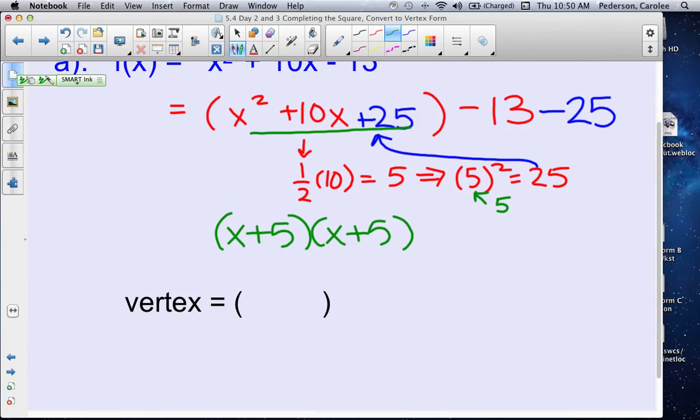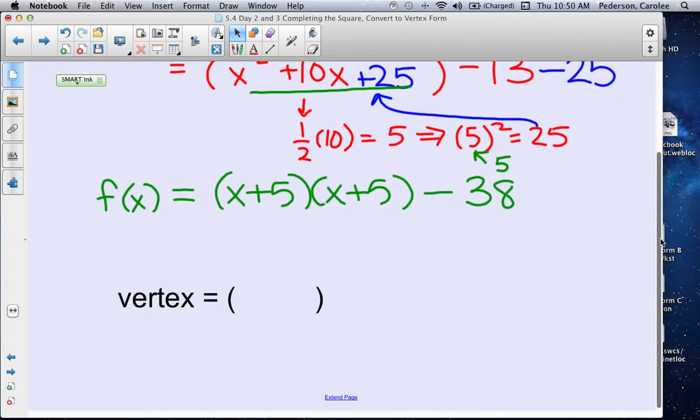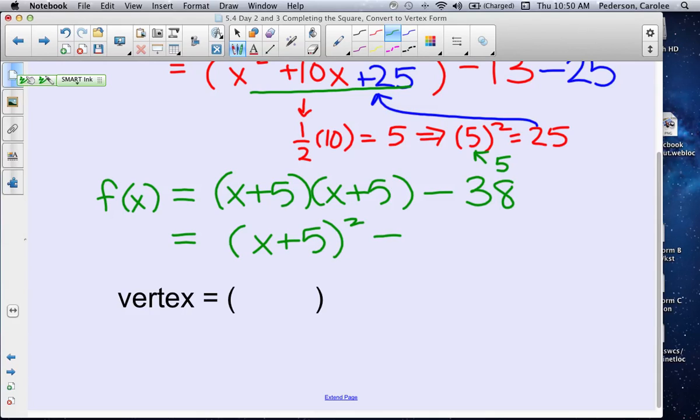Now I'm just going to go ahead and combine like terms on the other side of my parentheses. So negative 13 minus 25 is negative 38. Now I have my function. I'm going to just go ahead and combine those parentheses together so that now it's in truly vertex form. So those two parentheses become one parentheses and then all squared. We have now converted this to vertex form.